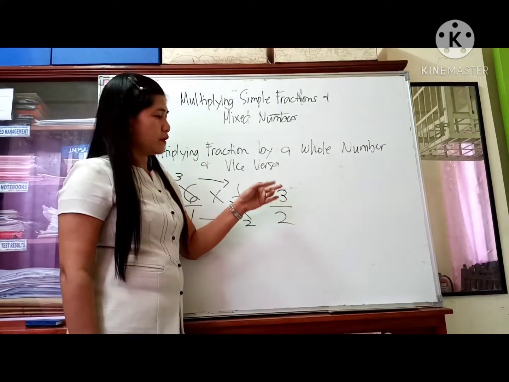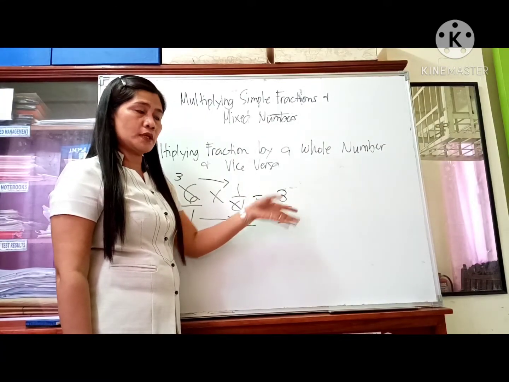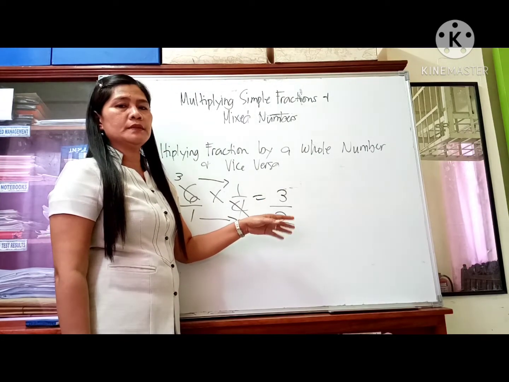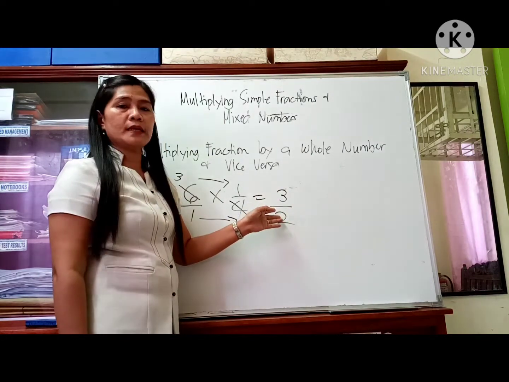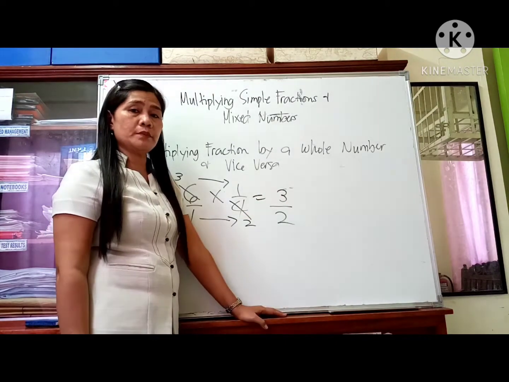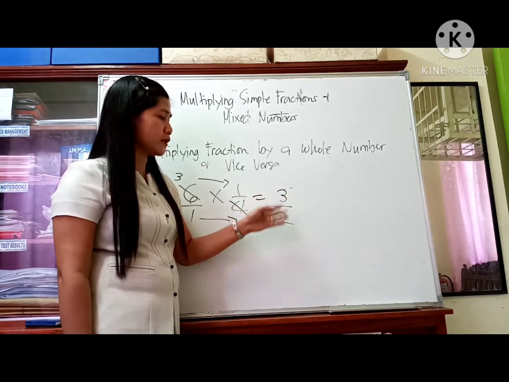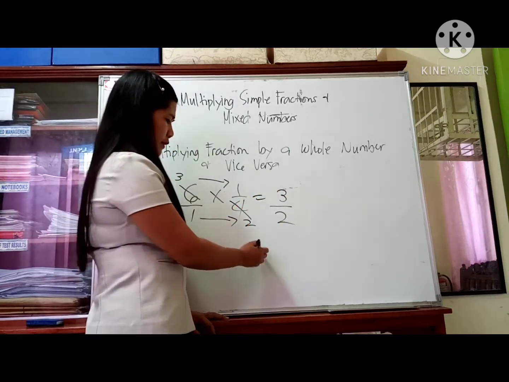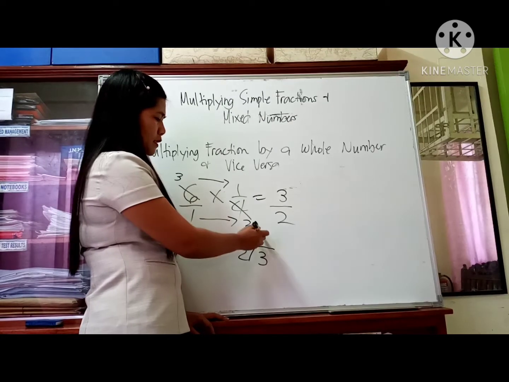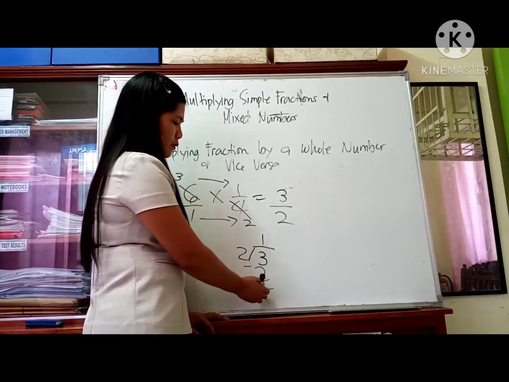So, 3 halves is an improper fraction. So, that could not be the final answer. It must be, you are going to write it as a mixed number. So how will you write it as a mixed number? You are just going to divide the numerator by the denominator. So 3 divided by 2. 3 divided by 2 is equal to 1. 2 times 1 is 2. So 3 minus 2 is 1.